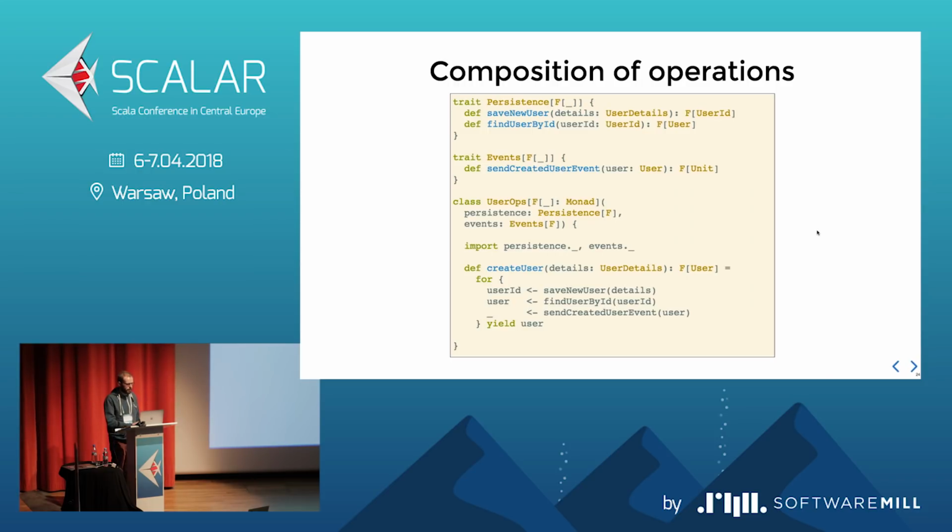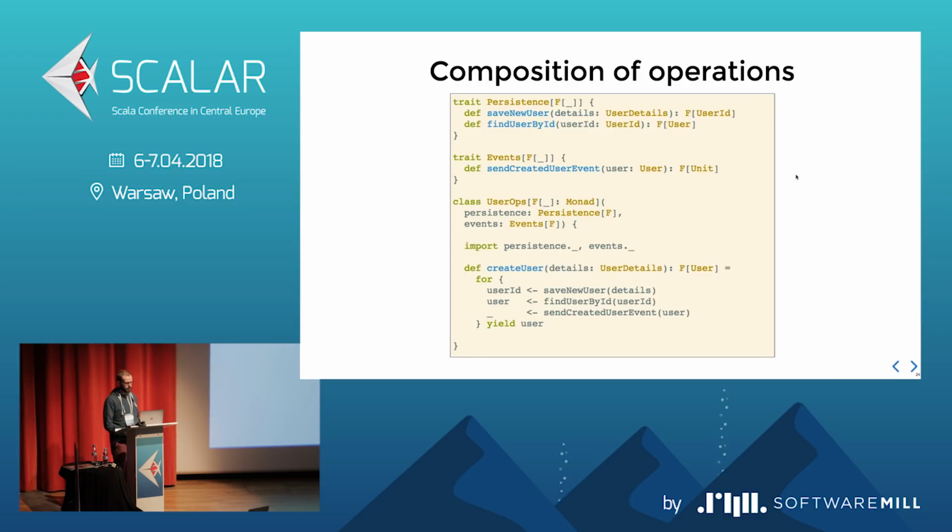We've got different traits for different parts of our domain. We've got one for persistence, which can do things like saving users and finding users by ID. And this is abstract in F. So all of the result types on the API are F of something. And then we have a similar one for sending events. So sendCreatedUserEvent returns an F of Unit. It's Unit because sending an event is a side effect. There's not really anything you can return from that.